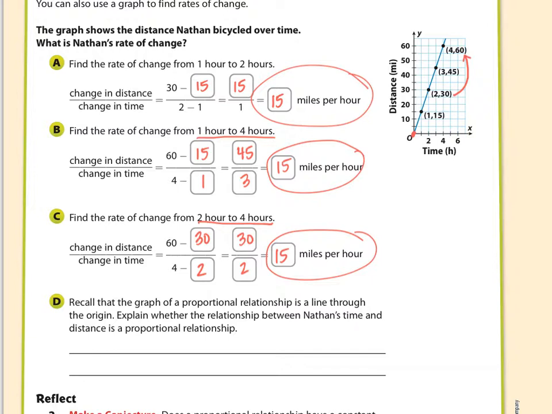So the graph is proportional because it is going through, or you can see that it's starting at the origin. So because it goes through the origin. So on a graph, it's easy to just tell by observation that it is proportional or not. So if you don't have a graph, you have to do a little arithmetic to figure that out.